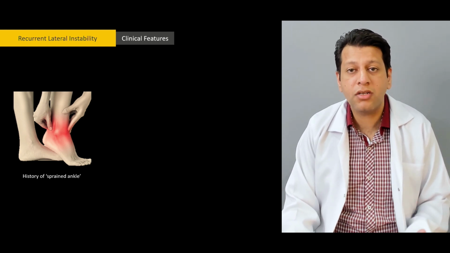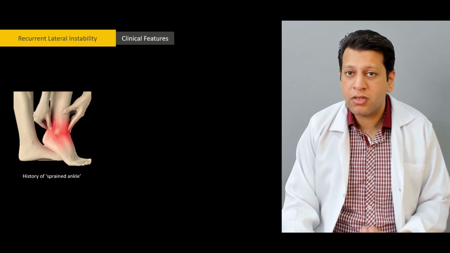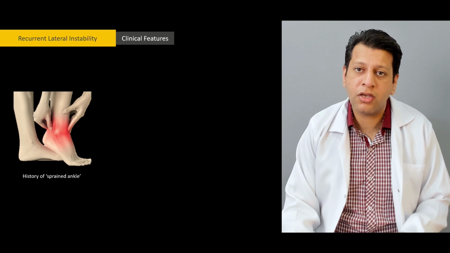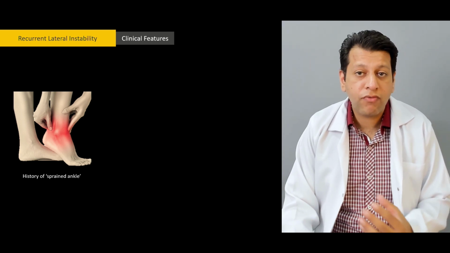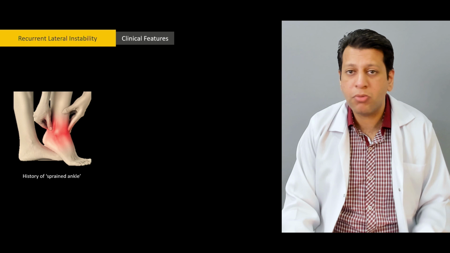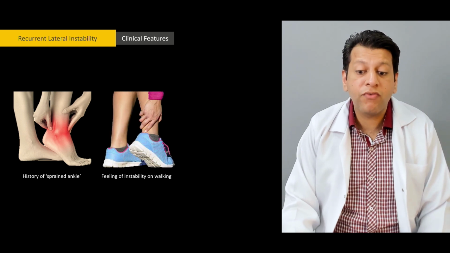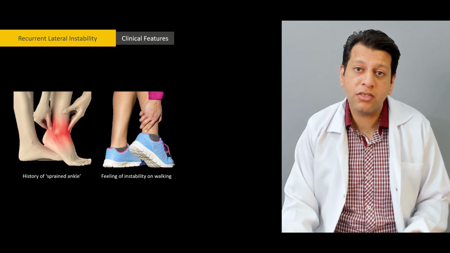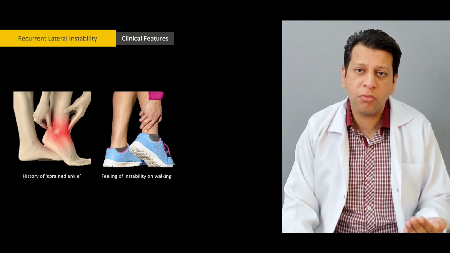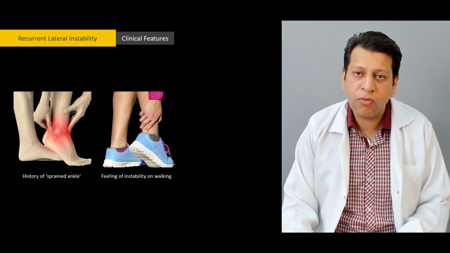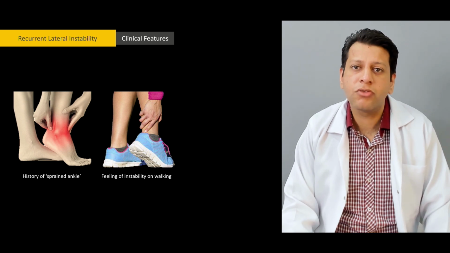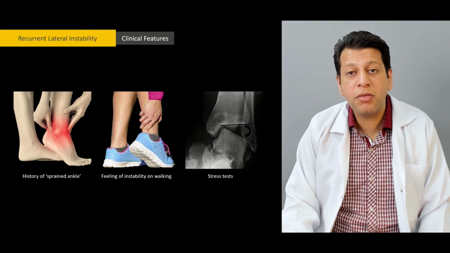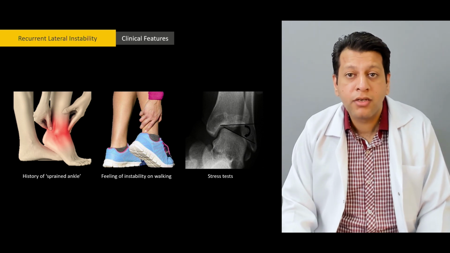There could be a recurrent history of multiple episodes of trauma, where the patient has had multiple twisting inversion injuries and has suffered these kinds of sprains on multiple occasions. There could be a feeling of instability on walking, where the patient comes and tells you, I had that injury a month, 6 months, 1 year back, and after that whenever I walk there's always a feeling that my ankle is going to give way.